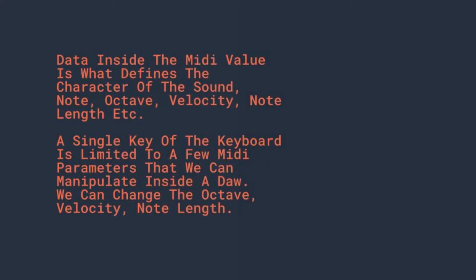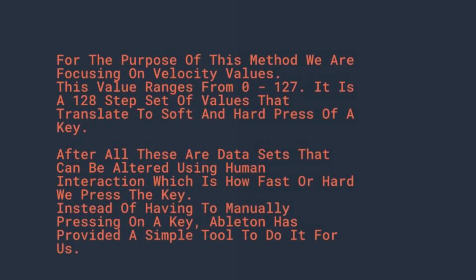A single key of the keyboard is limited to a few MIDI parameters that we can manipulate inside a DAW. We can change the octave, velocity, note length. For the purpose of this method we are focusing on velocity values. This value ranges from 0 to 127. It is a 128-step set of values that translate to soft and hard press of a key.